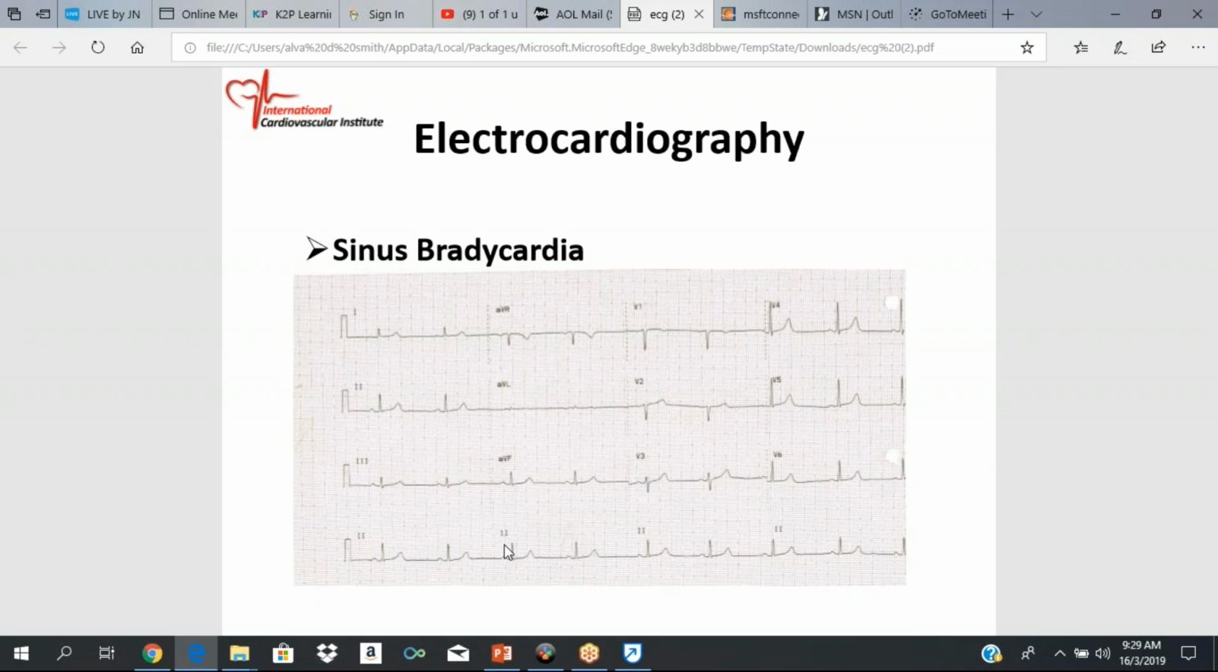Bradycardia is less than 60. So this is bradycardia. It is sinus because the P waves in leads 2, 3, and AVF are upright. The PR interval is between 120 and 200 milliseconds. And if you look at the duration of the QRS complex, it is probably less than 2 tiny blocks, which is 80 milliseconds. So slow, less than 60, and it's sinus bradycardia.